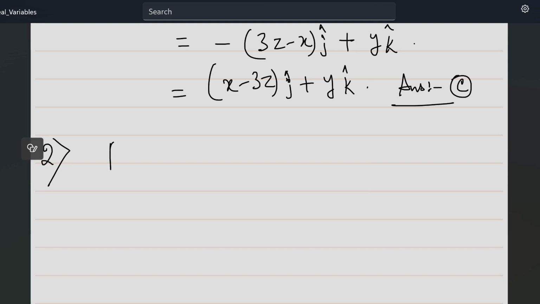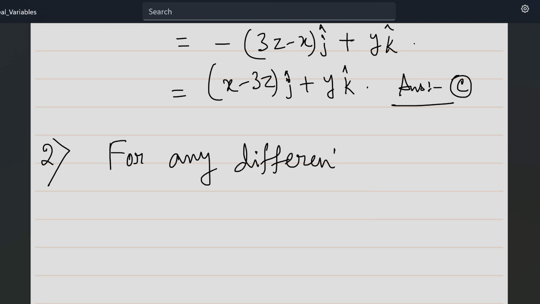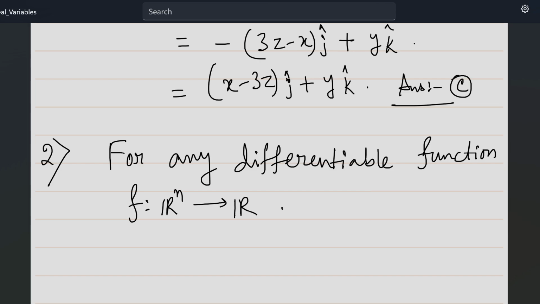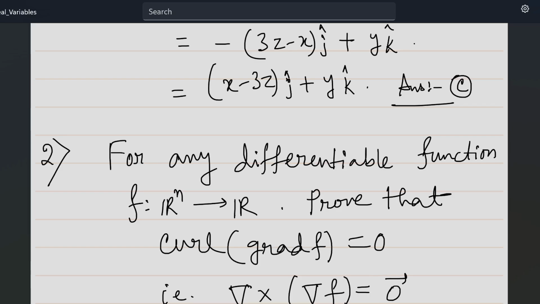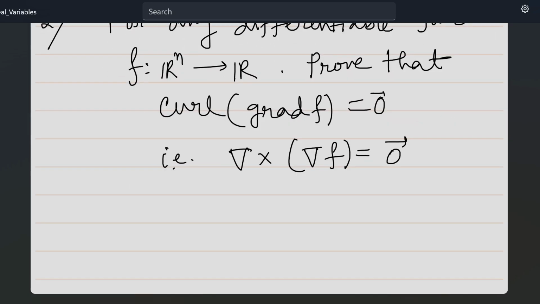Question number 2 is, for any differentiable function f from, suppose, Rn to R, prove that curl of grad f is 0. That is, curl of grad f is a 0 vector, because curl is a vector. Okay, so how will you prove it? Tell me.